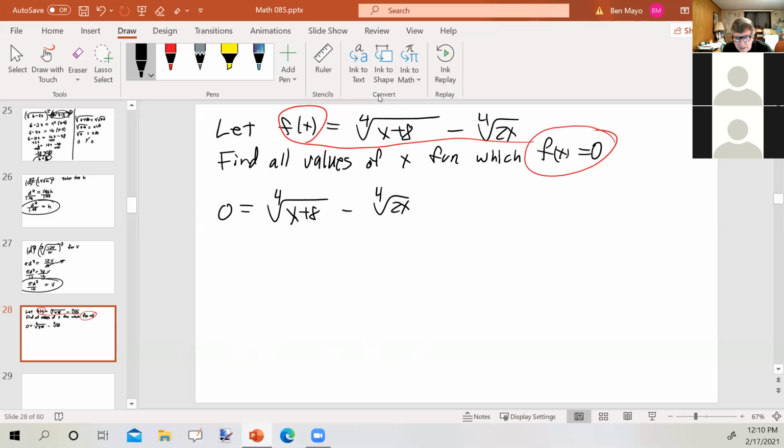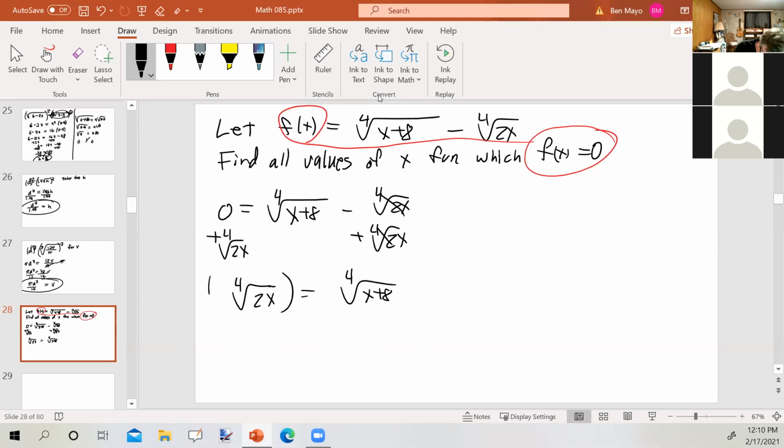We have an equation with two radical terms. So I want to separate them. And so that I have positive coefficients, I'm going to add the fourth root of 2x to both sides. So on the left side, I get the fourth root of 2x. On the right side, I get the fourth root of x plus 8. Okay. So now I've got a radical on one side, a radical on the other side. I'm going to raise both sides to the fourth power, which gives me 2x equals x plus 8. I'm going to subtract x from both sides, and it gives me x equals 8.